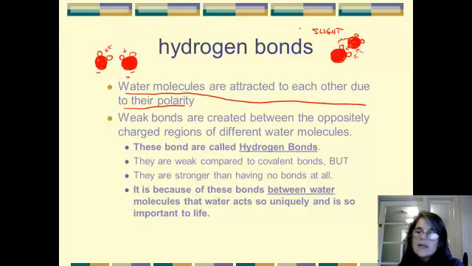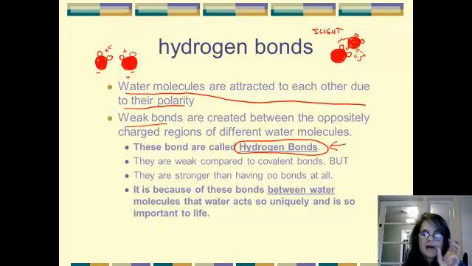Now, the weak little bond that is created right here, it's not a strong covalent bond, it's just a slight bond, a weak bond, but it's significant. They are called hydrogen bonds. Don't ask me why. Obviously hydrogen is usually involved in them, but this can occur between other things too. But these are called hydrogen bonds. They are weak compared to covalent bonds, but it is stronger than having no attraction at all for each other. It's stronger than no bond at all.